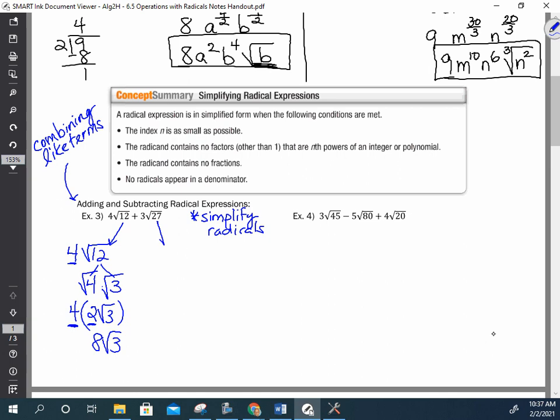Same thing with 27. So 3 square root of 27. You need 2 numbers that multiply to 27, one of them being a perfect square. So 9 and 3. Square root of 9 is 3. Square root of 3 stays that way. The 3 that was in front, now you multiply it. 9 square root of 3.